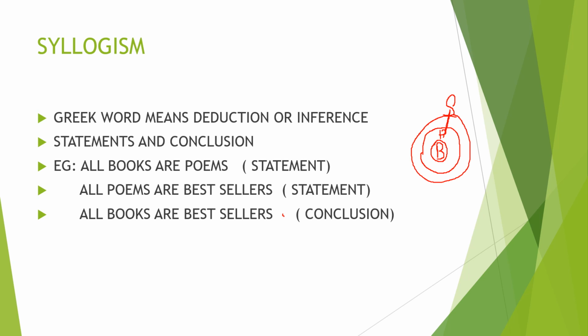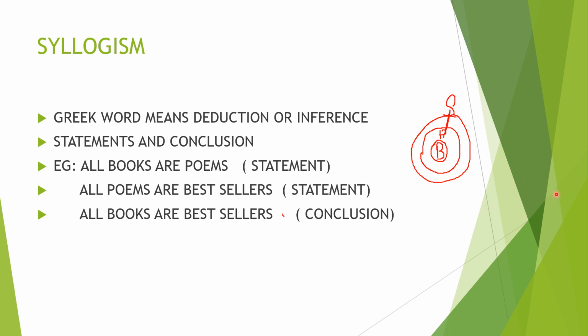Okay. So I think now you are clear about this. The books are poems and poems are bestsellers, so books are bestsellers. This is true. So like this, you can find the answer to a syllogism. By drawing Venn diagrams, it is easy for you. Then you can easily find the answers to the syllogism.